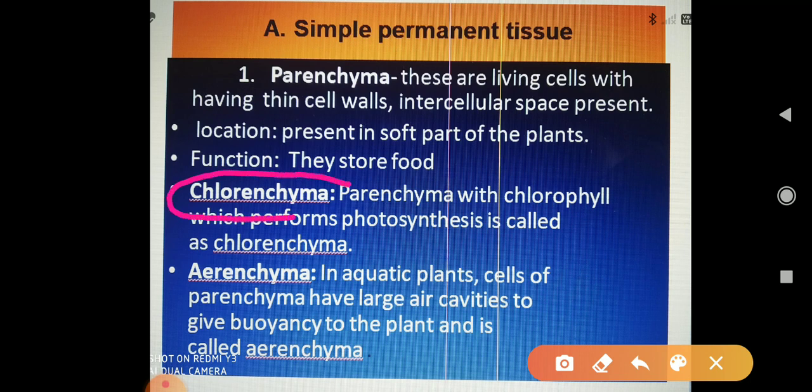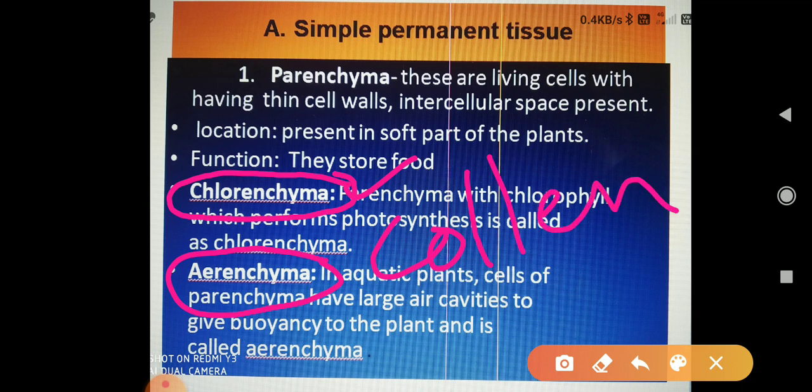which are called Chlorenchyma and Aerenchyma. Don't be confused by this name with Collenchyma. This is not collen, this is Chlorenchyma. Collenchyma is the second type of this tissue, which you have already seen in the next slide.